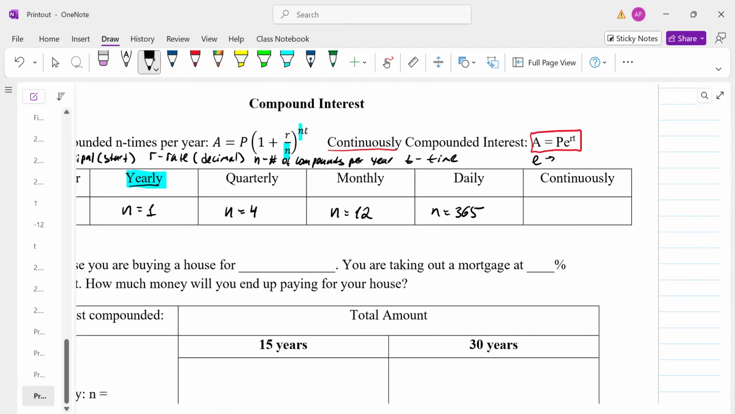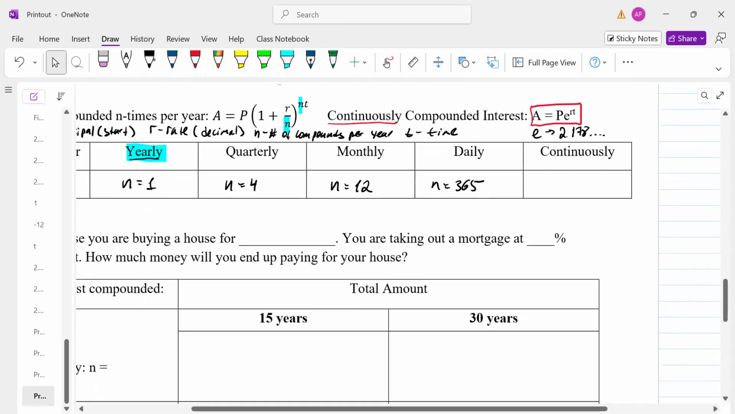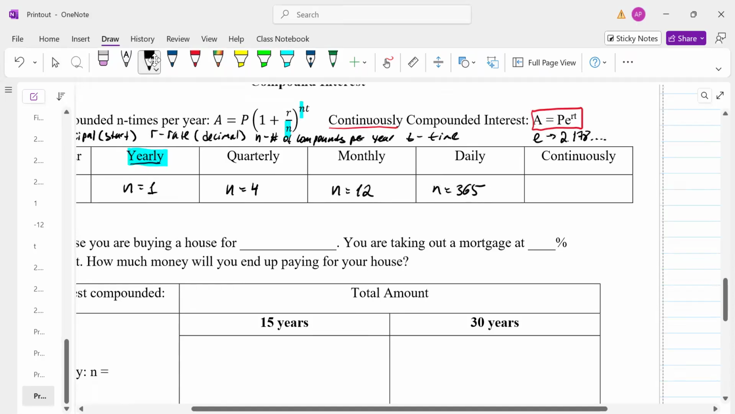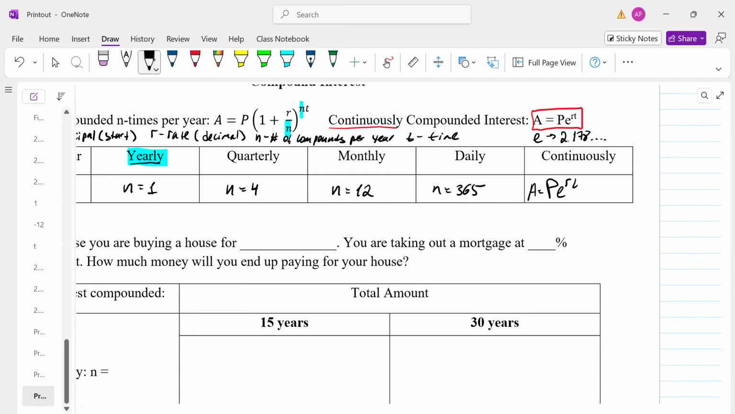It's about 2.718 and so on. But there is a special button on the calculator that we're going to be using. If it's compounded continuously, that's the only time we're going to be using this formula. So it's A equals P e to the power RT. We sometimes call it the PERT formula. It's an unofficial name, it's not actually called that, but we call it PERT because that's what it spells.